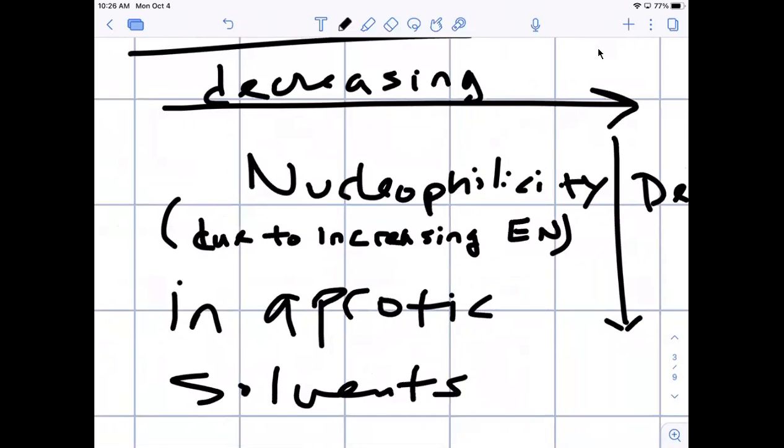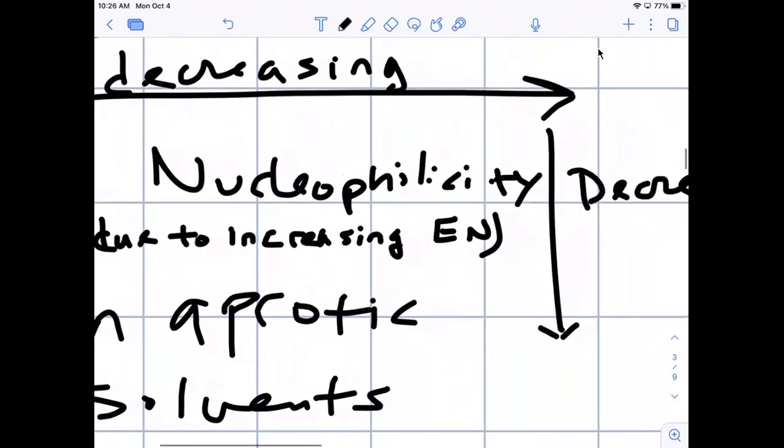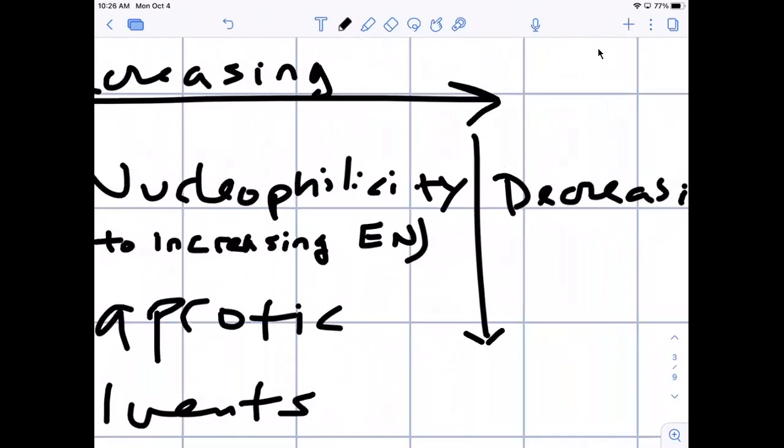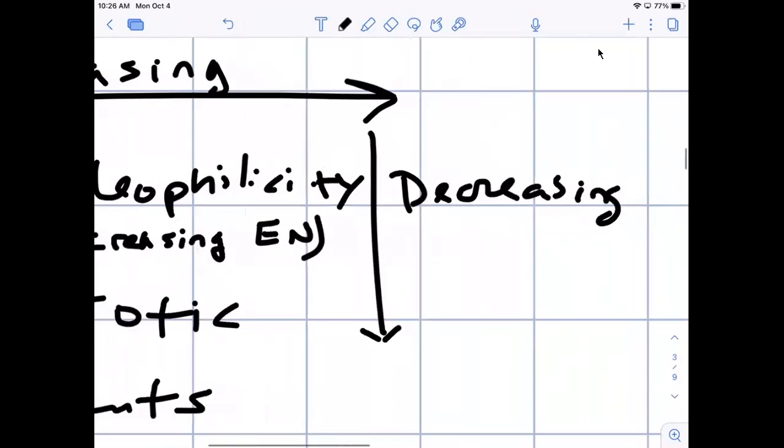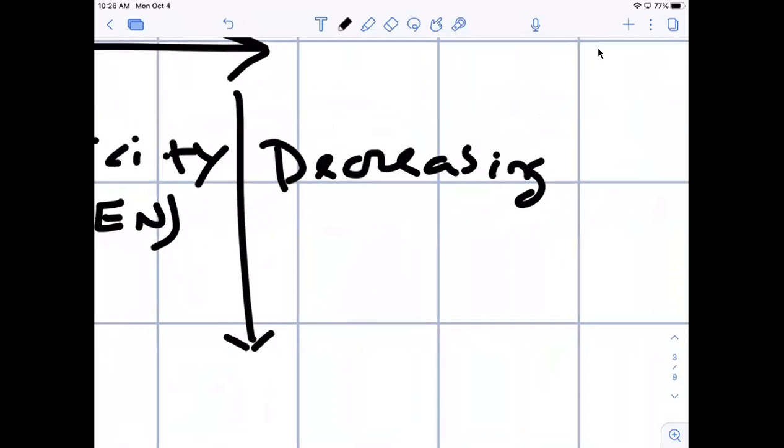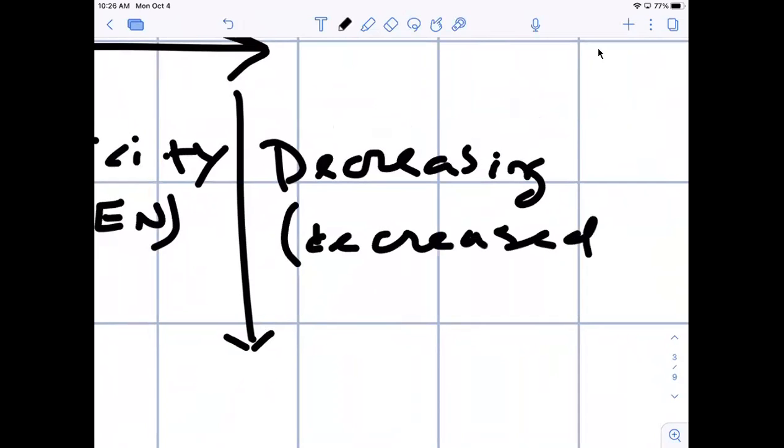But when we think about the left to right part of the trend for nucleophilicity, you can roughly say that it's due to increased electronegativity. Now the top to bottom part, you can say it's kind of roughly due to decreased charge.